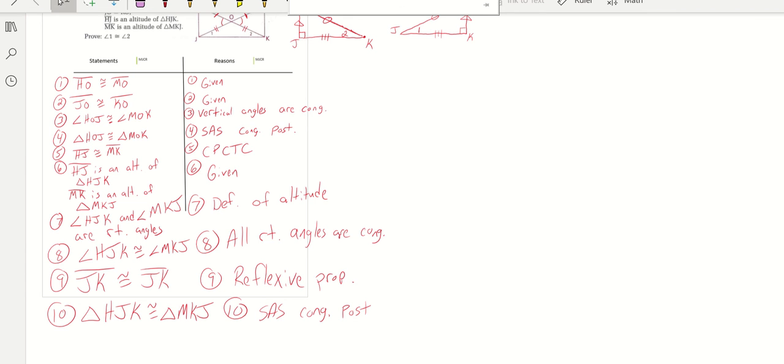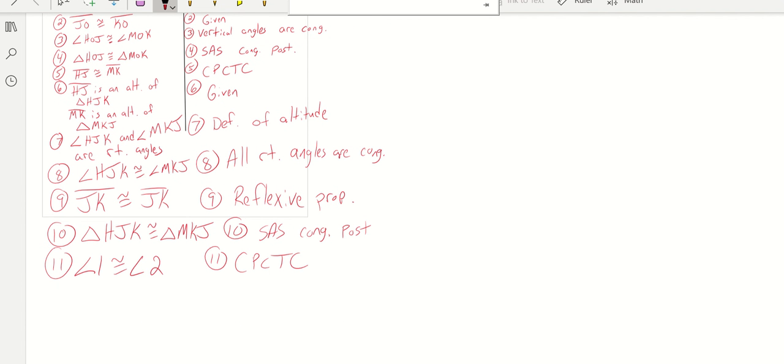Alright, well, if triangle HJK is congruent to triangle MKJ, we now know that angle 1 is congruent to angle 2 because corresponding parts of congruent triangles are congruent. There you go. All right, thanks very much for your attention.